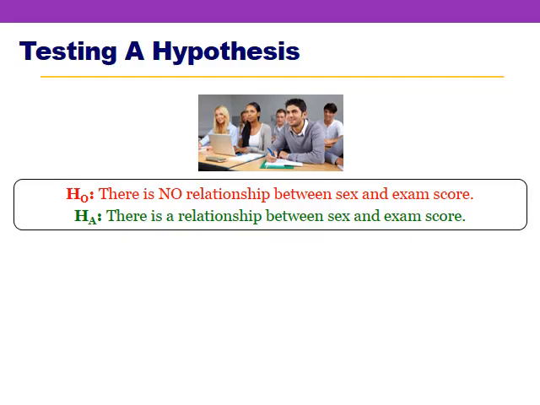The alternative hypothesis here is the opposite of that: that there is a relationship between sex and exam score. In other words, we could phrase the alternative hypothesis as there is a difference between the exam scores of men and the exam scores of women.